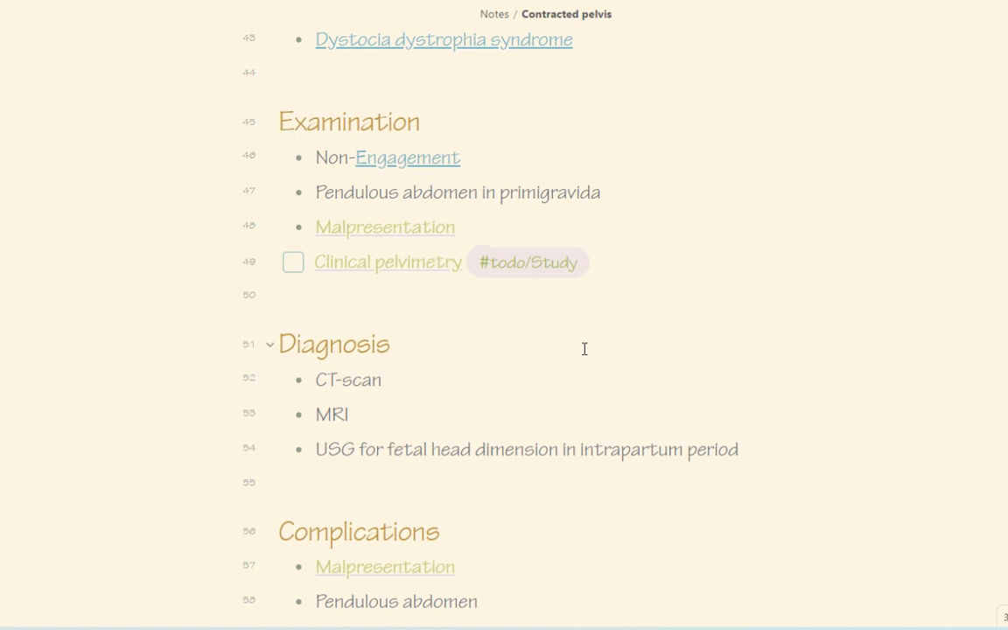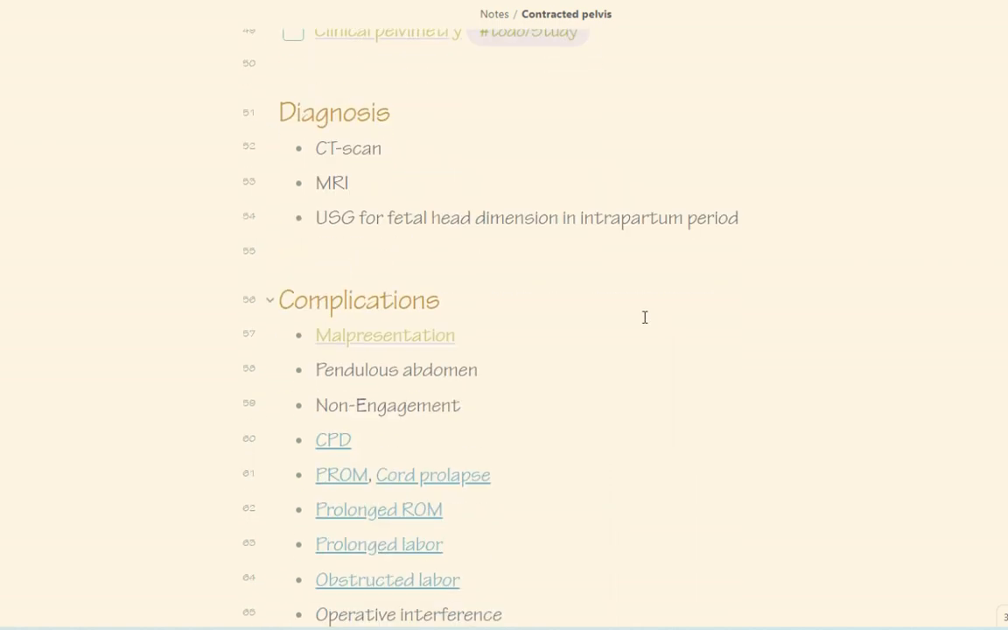Diagnostically, imaging findings can be helpful. X-ray is no longer recommended. CT scan is the best, MRI is the best. Ultrasound can be done to measure the fetal head dimension, so that we can find out whether there will be cephalopelvic disproportion or not.